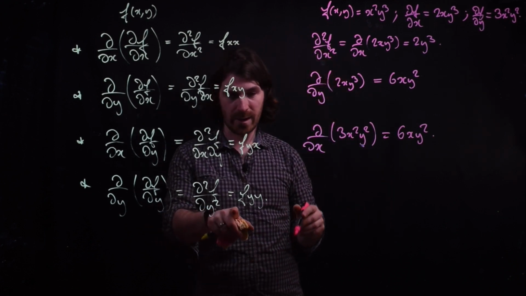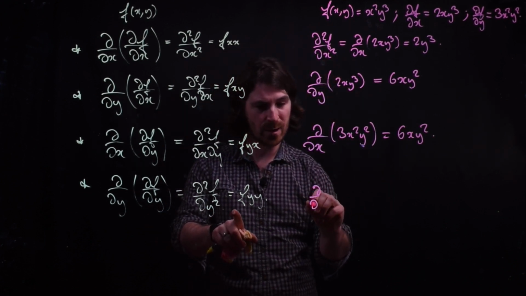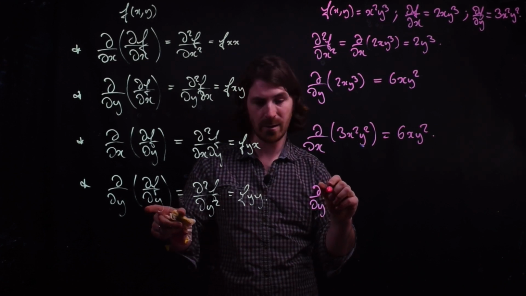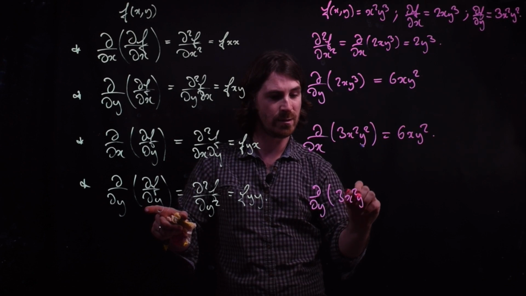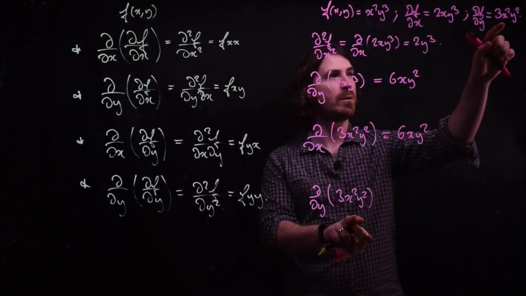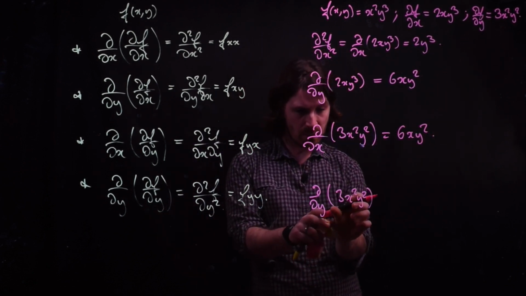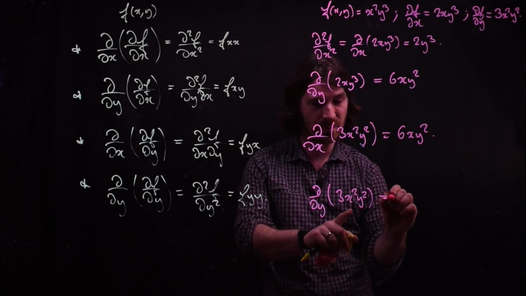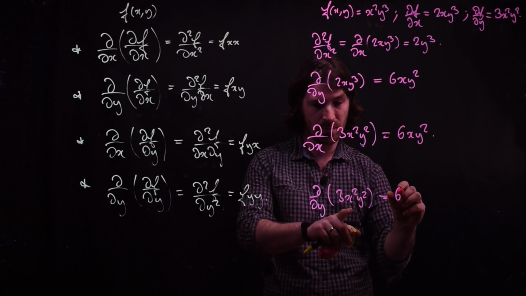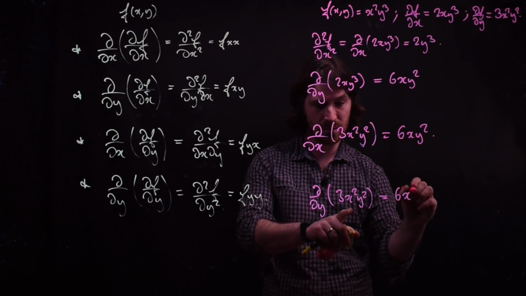And then finally we want to do d by dy of df by dy. So it's d by dy of 3x squared y squared, since that's what df by dy is. So again, we differentiate with respect to y and hold x constant. So this is just 6x squared y.